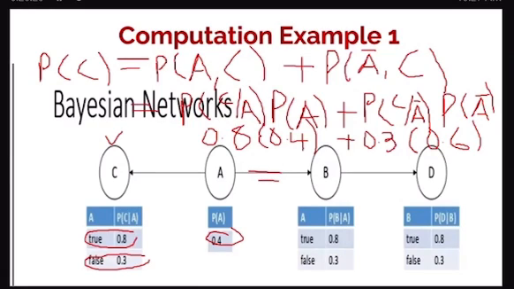So at the end of the day, this is 0.32, plus 0.18, and that will give you 0.5. Okay, that's how to figure it out.